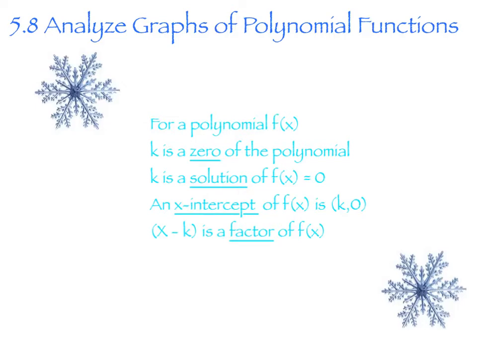All right, so for any polynomial f of x, we've already learned all this, but when we find a solution or an answer, k, whatever that is, we can call it a zero of the polynomial, or we could call it a solution of f of x equals 0. It's a solution of the polynomial set equal to 0. It's an x-intercept, but we write that as an ordered pair. And then if k is your 0, x minus k is your factor. Remember, it's always x minus the 0 is always your factor.